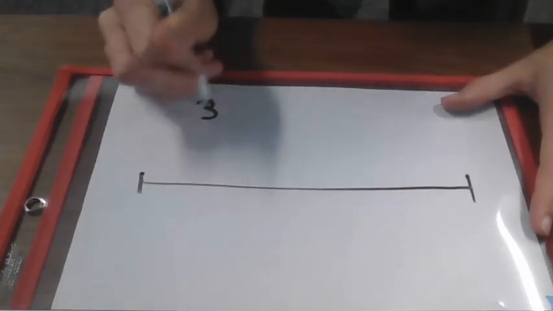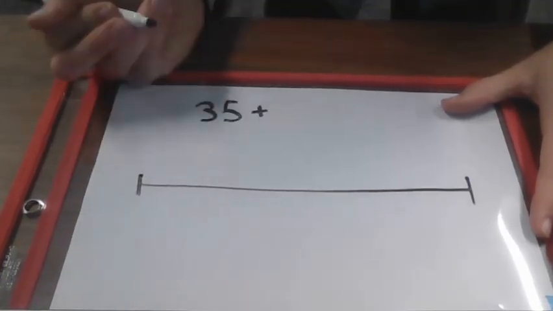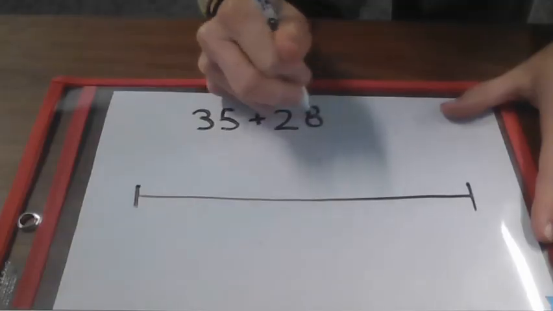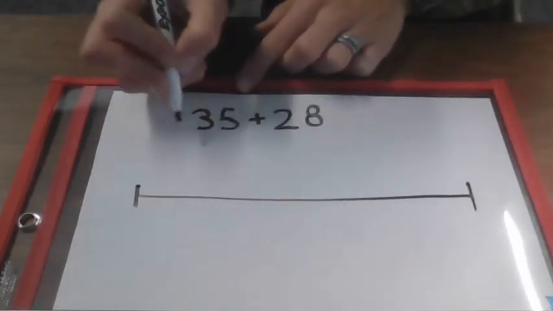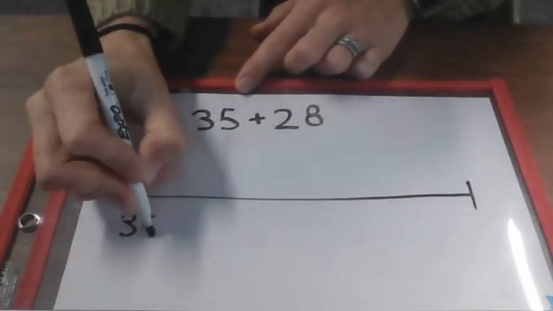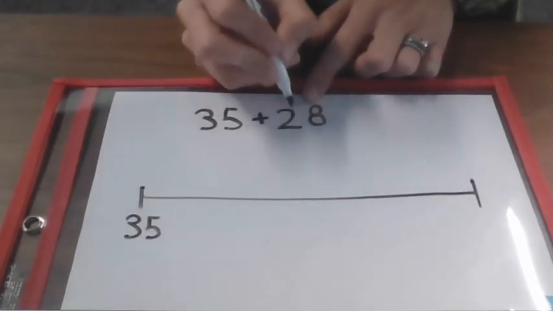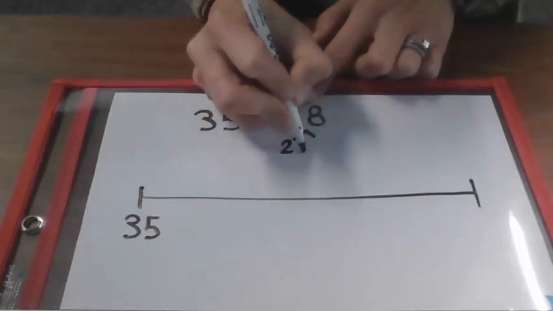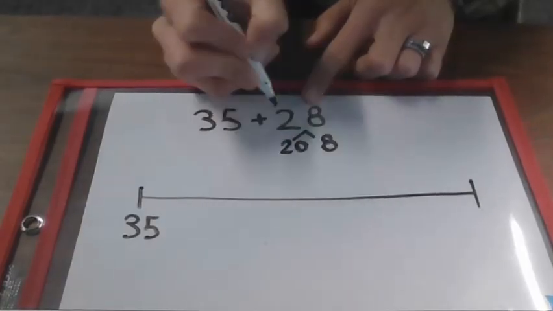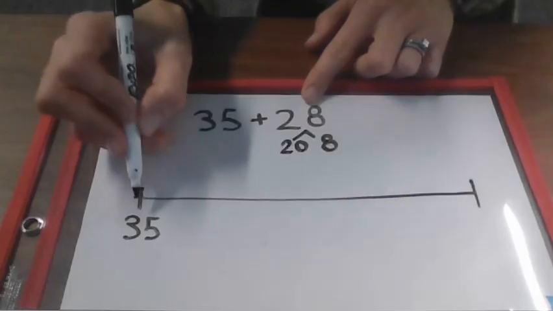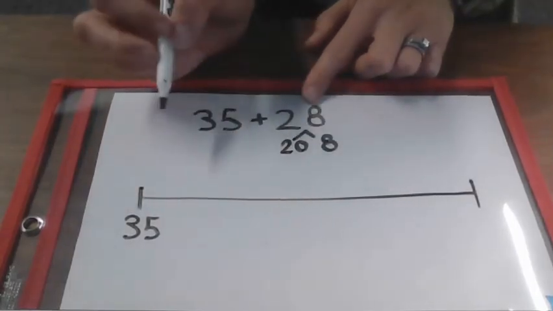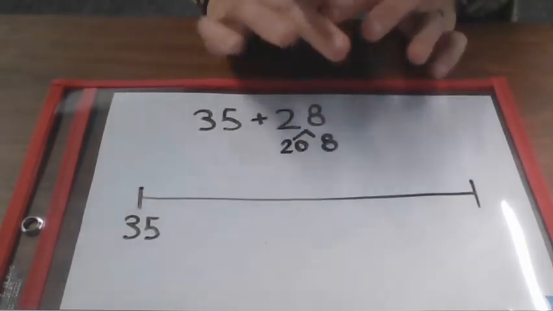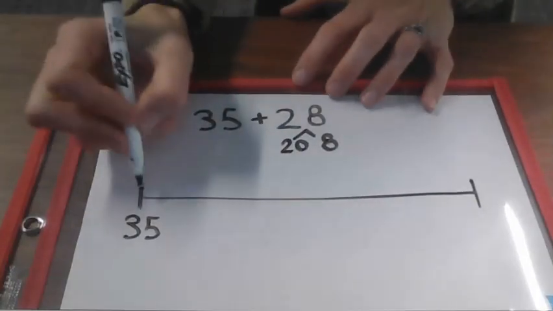So if we have 35 plus 28, we're going to start at the greater number. So I'm going to start at 35. And I'm going to decompose 28, just like we did with decomposing, to add into place value: 20 and 8. And I'm going to add 35 plus 28. I like to add my tens first, but there's nothing saying that you can't add the ones first.